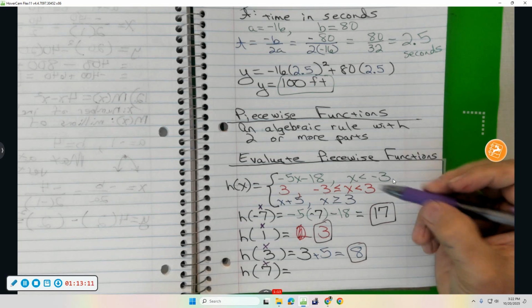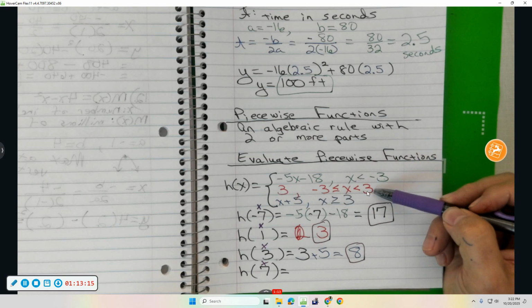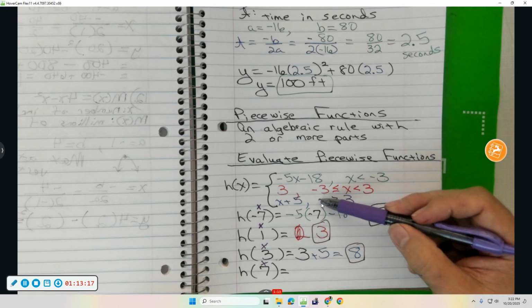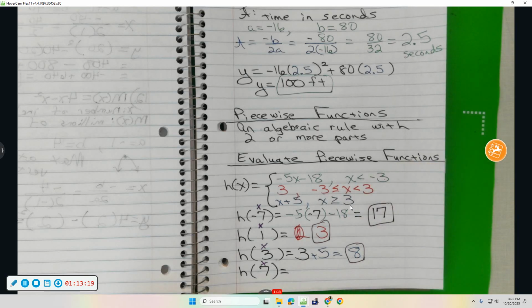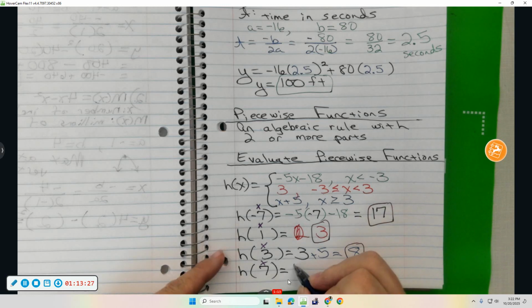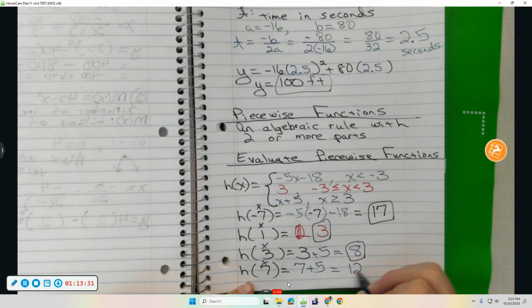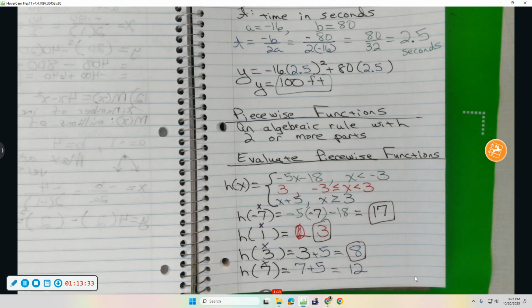Is 7 less than -3? Is 7 between -3 and +3? Or is 7 bigger than +3? Green, red, or blue? It's the blue part, it's bigger. So you plug in the 7 plus 5, give me a final answer of 12.